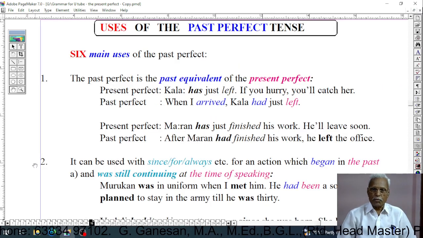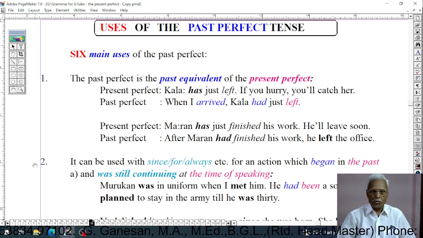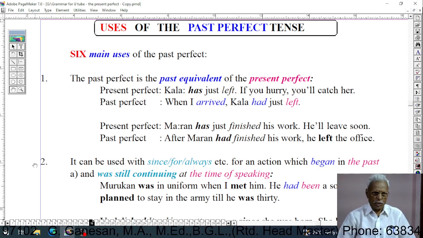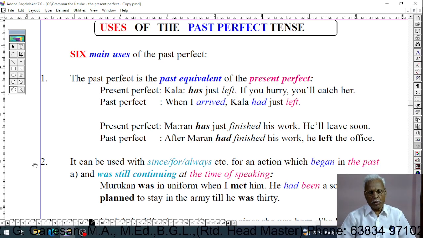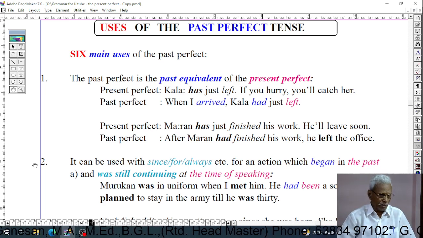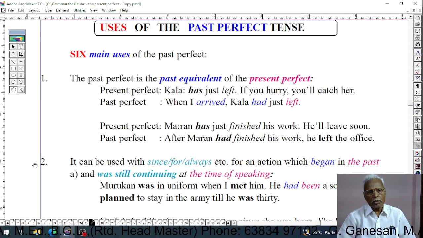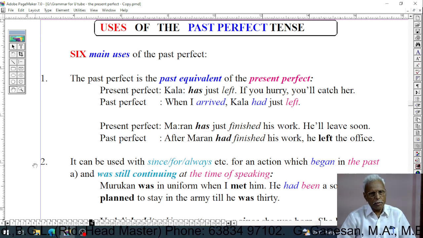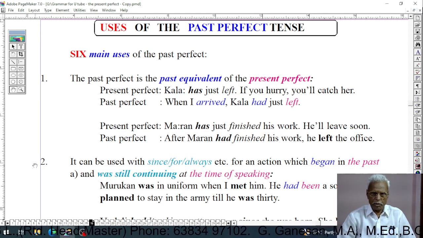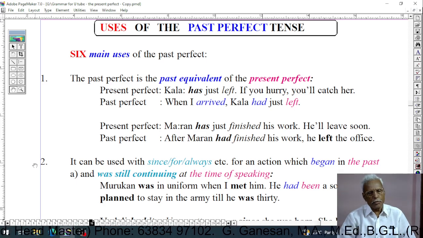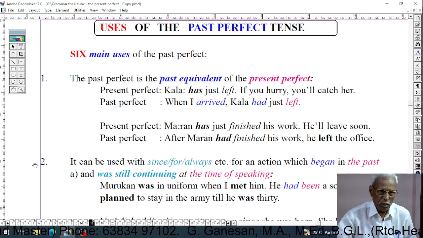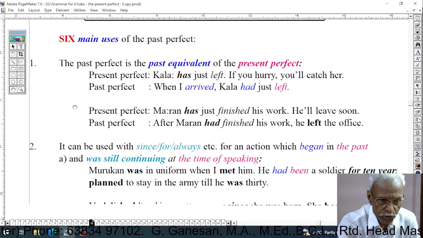Uses of the past perfect tense. 6 main uses of the past perfect tense. See, though I titled it as 6 main uses, actually this tense is used in about 12 to 15 places. Let us see the first use.